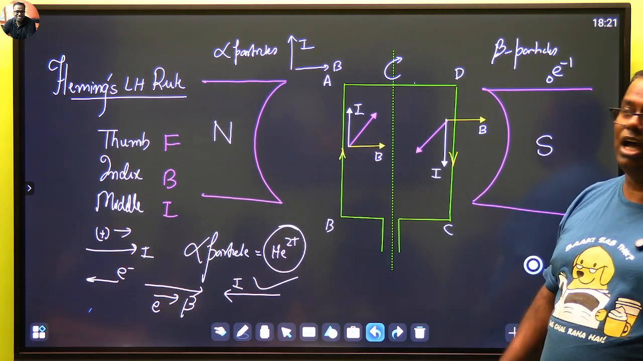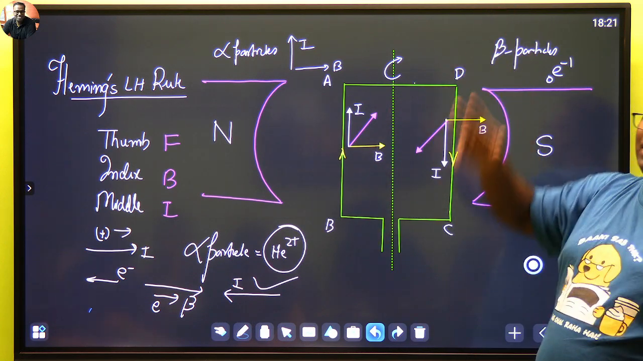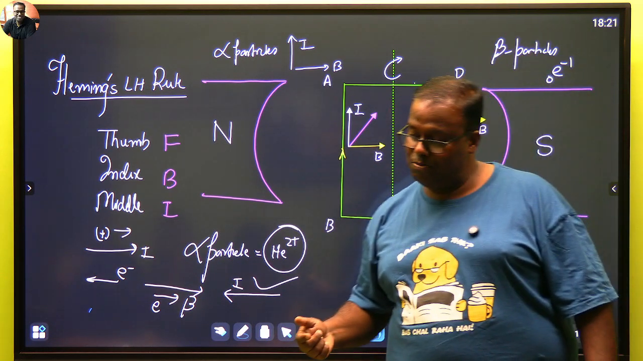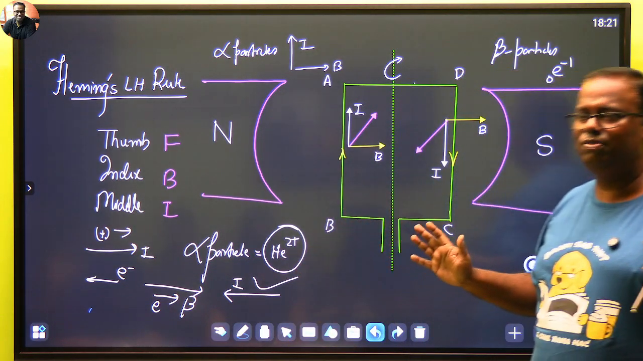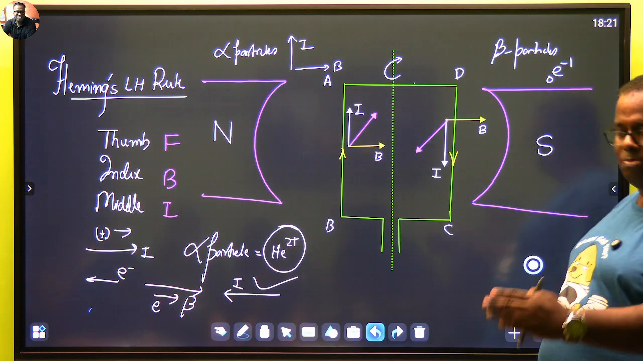Another way they can ask: alpha particles are always streaming in this direction and a freely suspended magnet is brought. Usually they rarely do that; the magnet will be fixed and the alpha particles move. So in which direction will the particles sway?